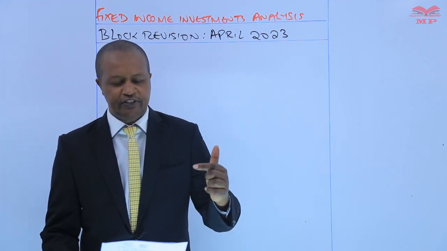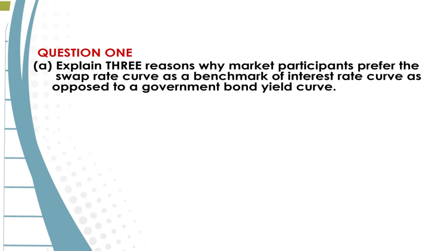April 2023 Fixed Income Investment Analysis Question 1A reads, explain three reasons why market participants prefer the swap rate curve as a benchmark of interest rate curve as opposed to a government bond yield curve. 3 marks.